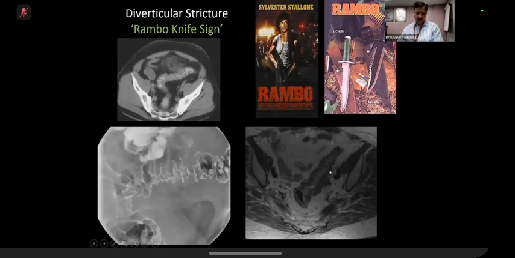Now, if you see this MR, it gives you this beautifully. So this is the lumen, and it gives you this hypertrophy of the muscularis, giving you this serrated outline. And your books tell you serrated outline.